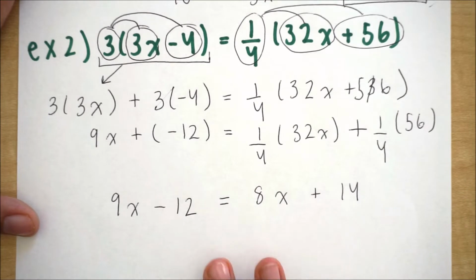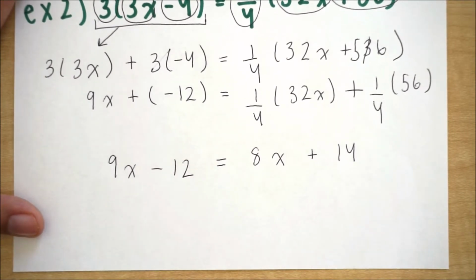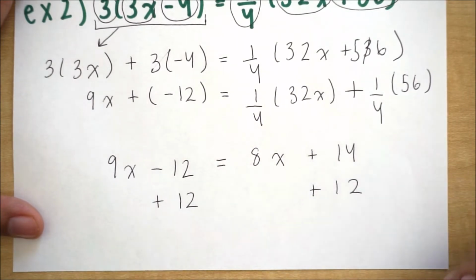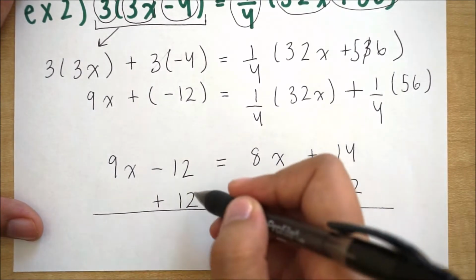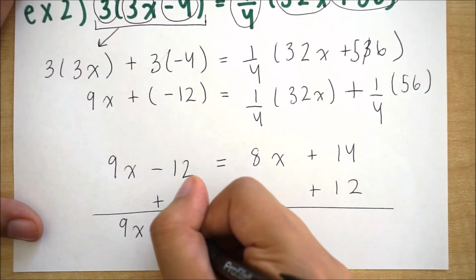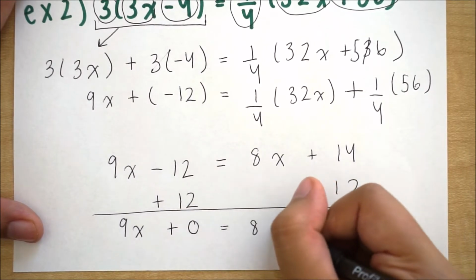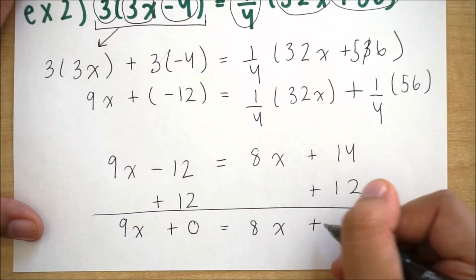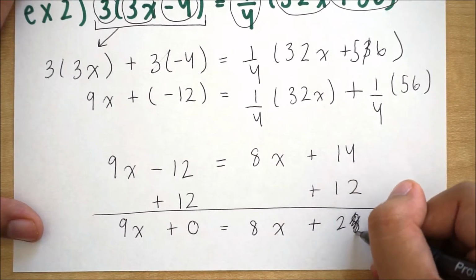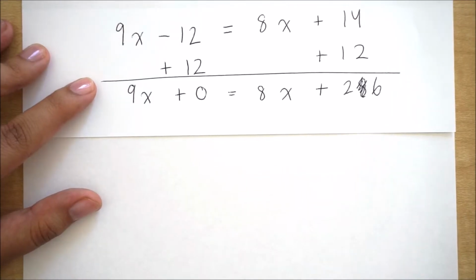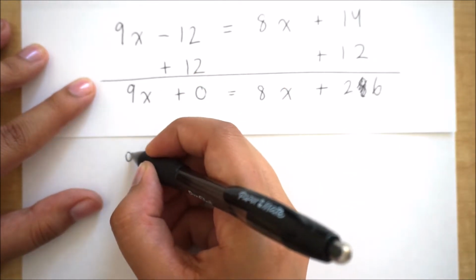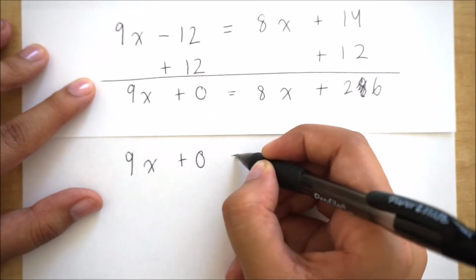Now this is our new equation because we distributed everything in, so it is easier to look at. I'm just going to add 12 on both sides of the equal sign so I can get rid of that 12 on the left side. Again, we're trying to make x isolated. Once I do that, I get 9x plus 0. On the right side, I have 8x plus 14 plus 12, which is 26. Once I do that, I have 9x on the left side, and 8x plus 26 on the right side.